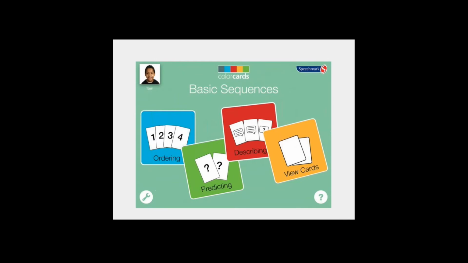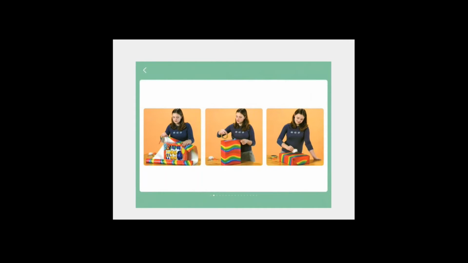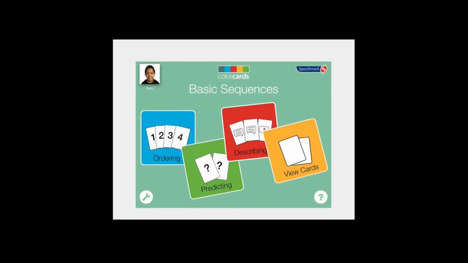With basic sequences, you have 4 different tasks that you can choose from: ordering, predicting, describing, and the ability to flick through the card deck to view all of the different sequences. They're all available within this app. This is the card deck. So as you can see, I'm just scrolling through the different sequences that come with the app, or if you customize the content, you'd also be able to see that in this section. So this is nice for receptive goals, for example, finding particular pictures.